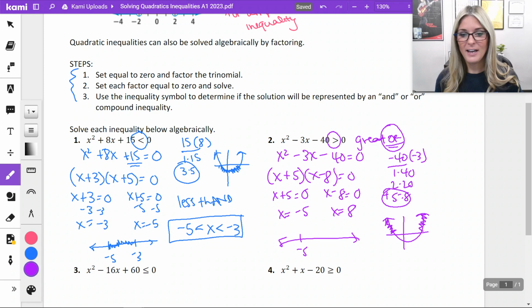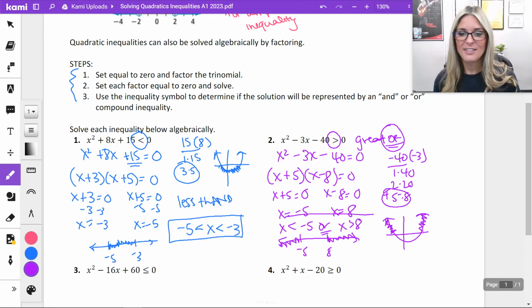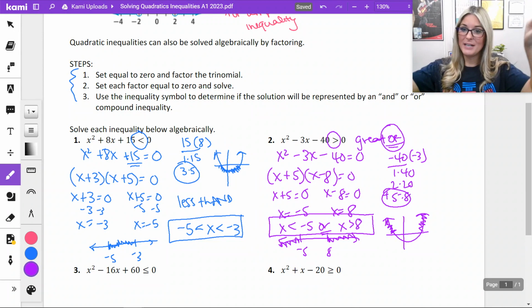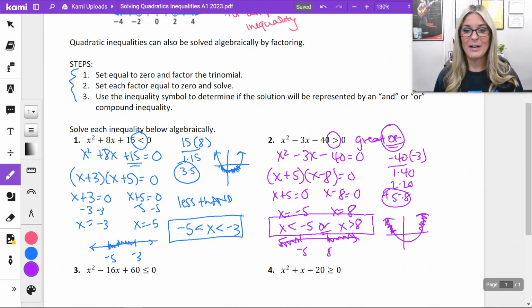So there's going to be two segments connected with the word or. We have negative 5 and we have 8. It's going to be shading opposite directions like the oars on a boat. So our final answer is going to look like x is less than negative 5 using that conjunction, or x is greater than 8. There's our final answer in the box. X is less than negative 5 or x is greater than 8 would be the two segments where this quadratic is greater than 0.